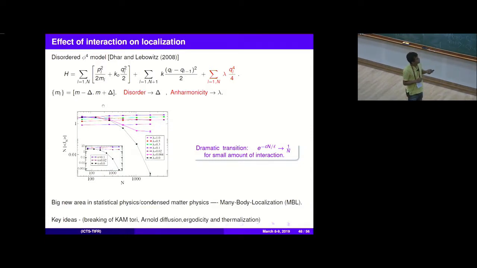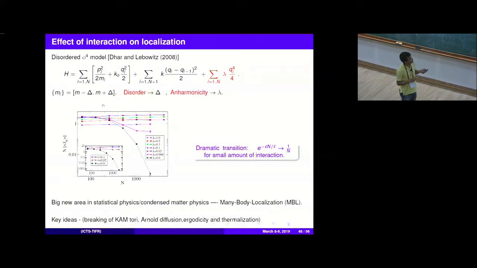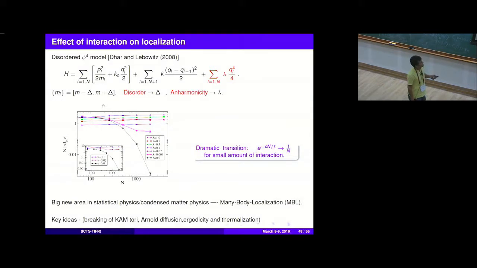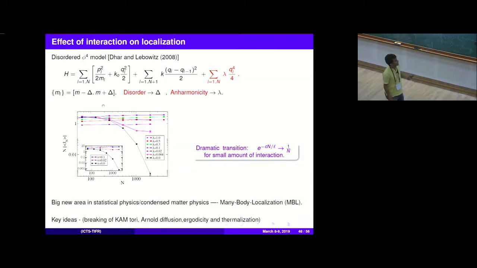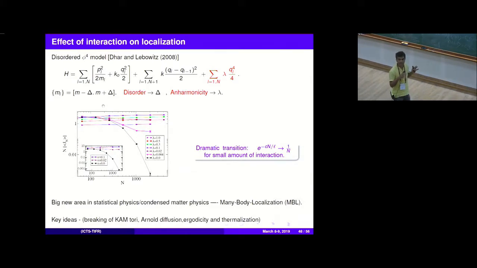And then you switch on some anharmonicity. Lambda equal to zero is this curve. Even with a very small amount of anharmonicity, you find that you get a finite conductivity, where finite means it is independent of system size. As I just said, the quantum version is a big area in statistical physics and condensed matter physics called MBL. For the classical system, there is some very nice work, though it's not well understood theoretically. There are all sorts of interesting ideas involving breaking of KAM tori and thermalization.